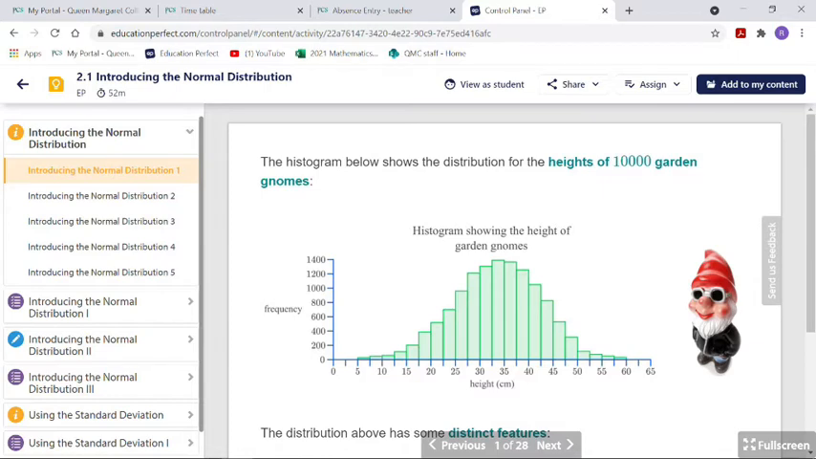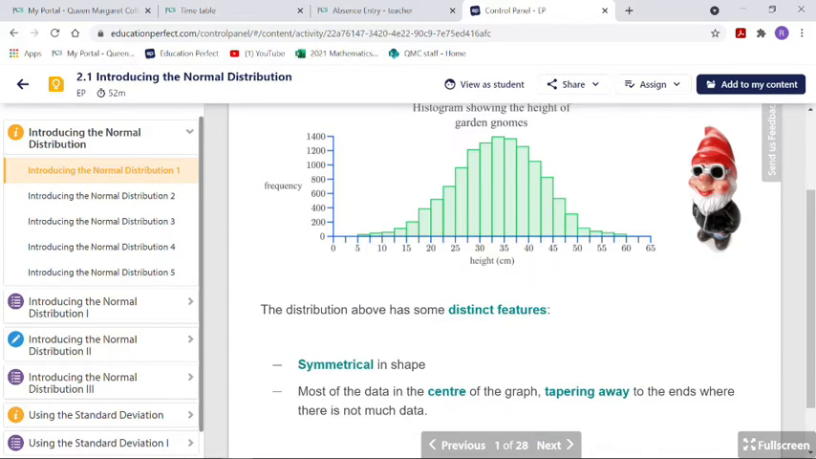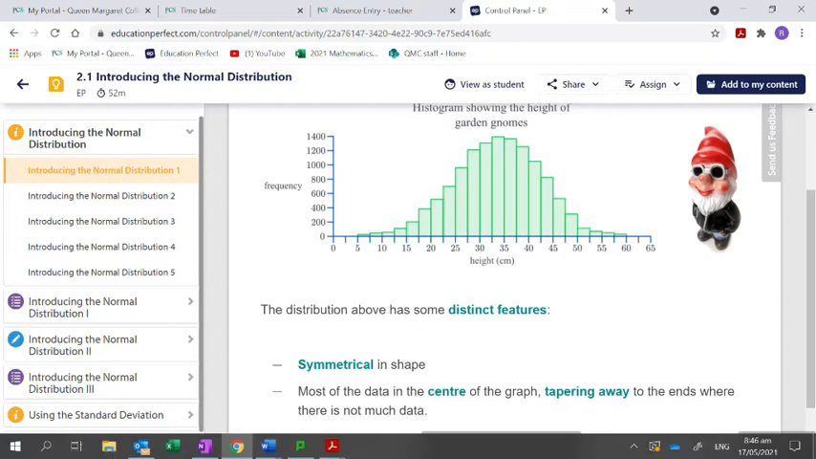Now, there are some distinct features that you need to be aware of when you're dealing with these. First of all, they're very symmetrical in shape, meaning that you could pretty much fold it in half and fold one side right on top of the other. Yeah? Approximately symmetrical, never perfectly symmetrical.